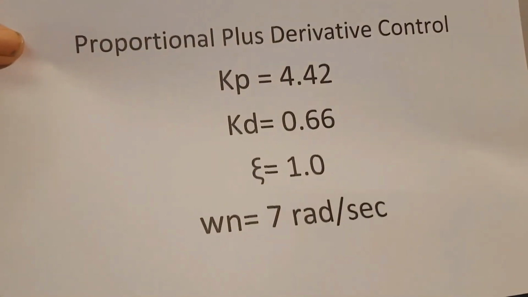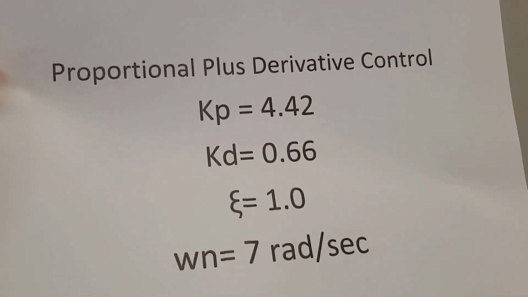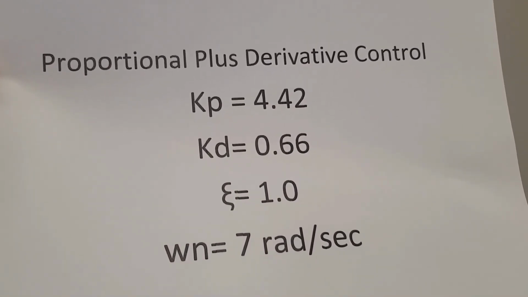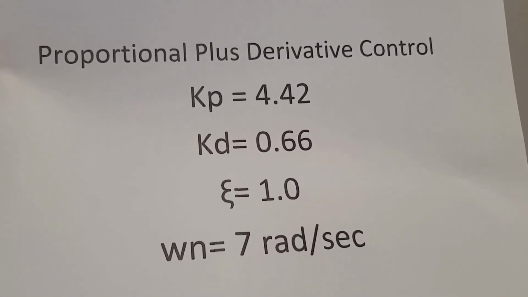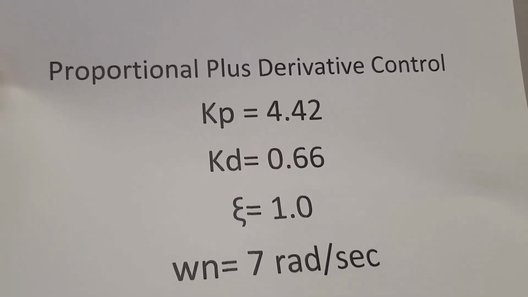So the last one we're going to do is proportional plus derivative control. Kp as 4.42, Kd as 0.66, this time gives a damping ratio of 1, and omega n is still fixed at 7 radians per second. So this is damping ratio 1 now, Kd is 0.66.